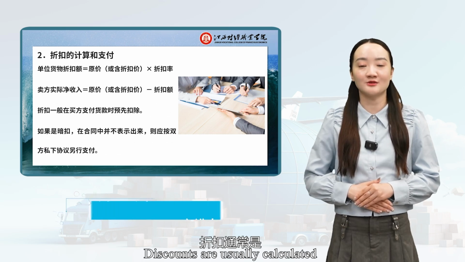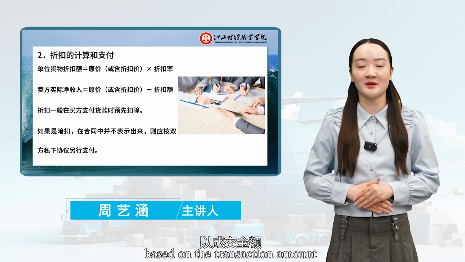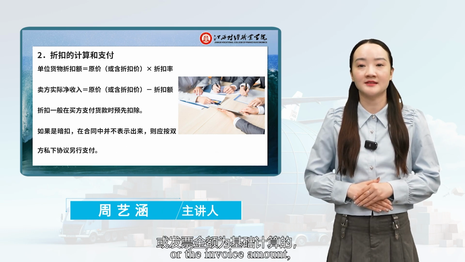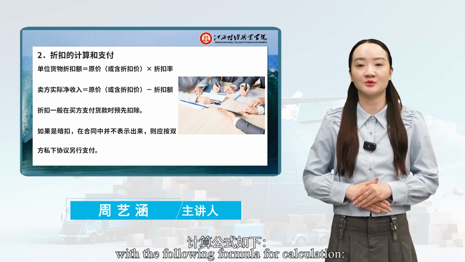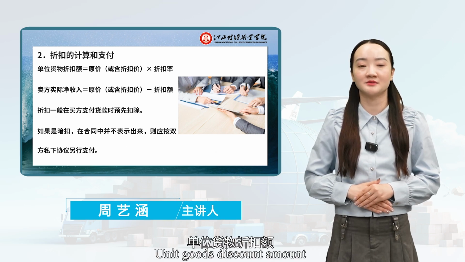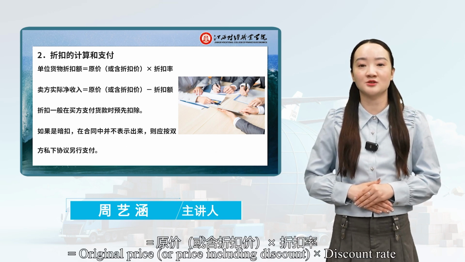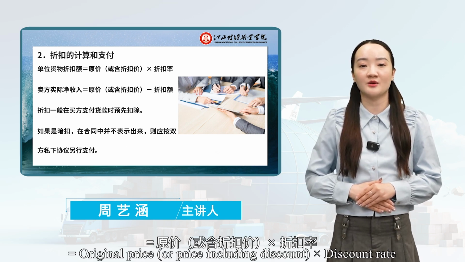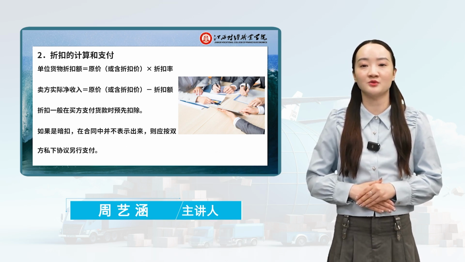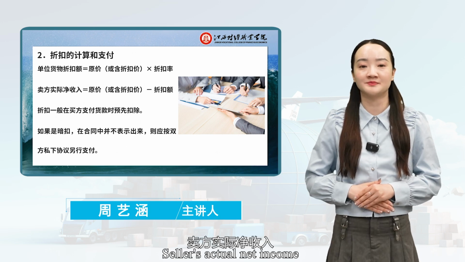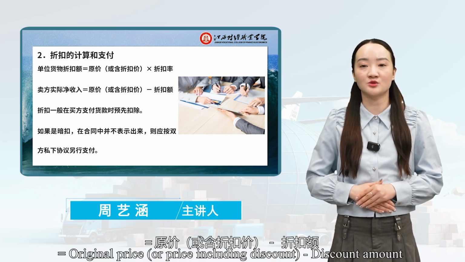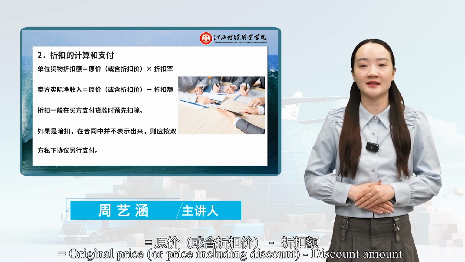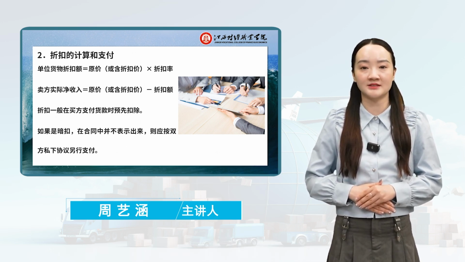Discounts are usually calculated based on the transaction amount or the invoice amount, with the following formula for calculation. Unit goods discount amount equals original price or price including discount multiplied by discount rate. Seller's actual net income equals original price or price including discount minus discount amount.